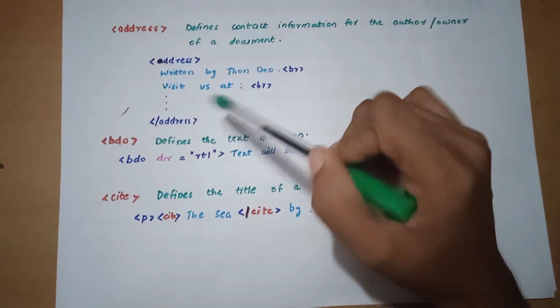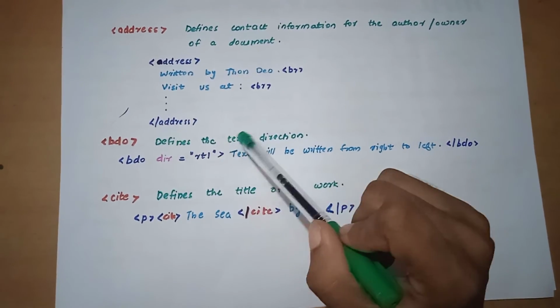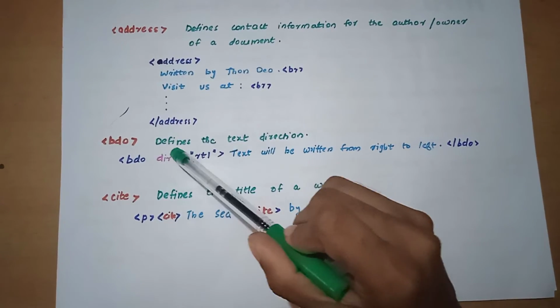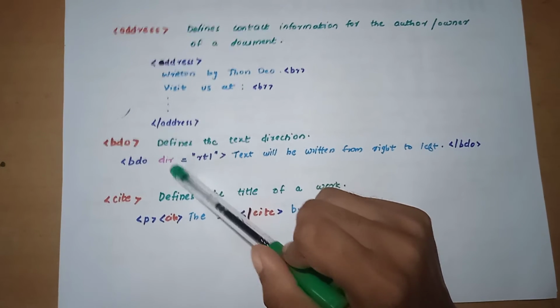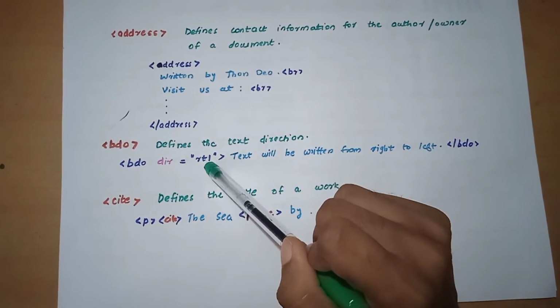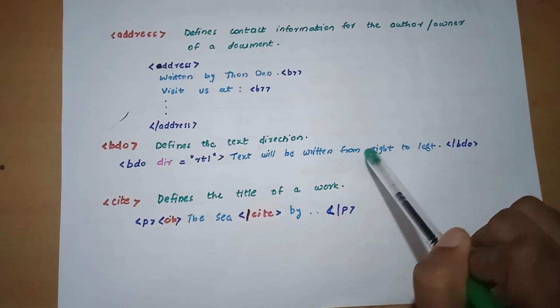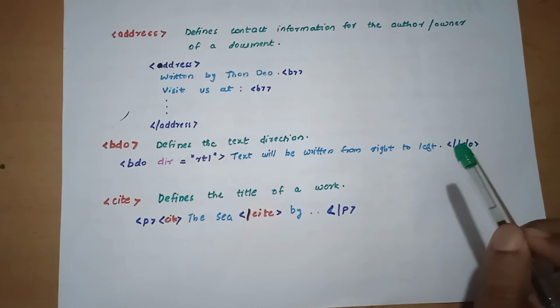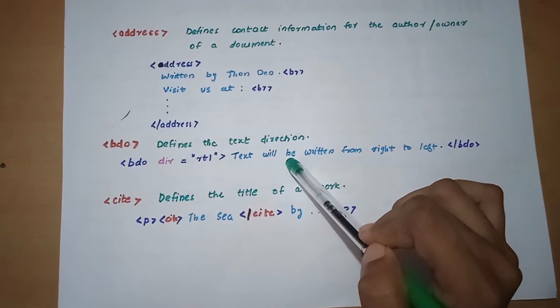Okay, so the next one is bdo, which defines the text direction. That is, bdo has an attribute dir, having rtl as a value here. Normally the text is written from left to right. If you want to change the direction of the text, we can use this attribute.